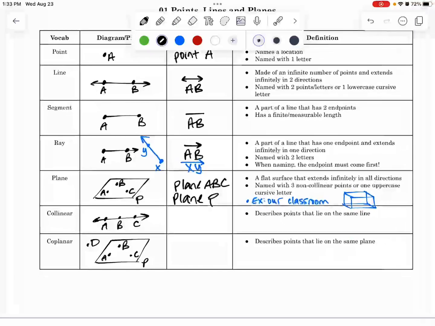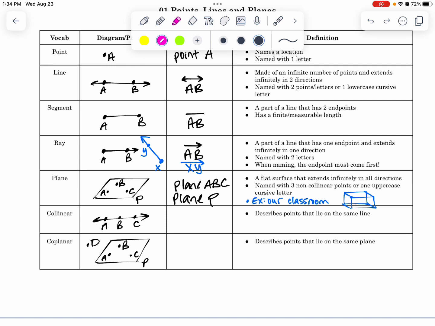I want you to think about our classroom. Our classroom has carpet, right down there. The carpet would be considered a plane of our classroom. Another thing, our classroom has a ceiling, right? The ceiling would be considered a plane. One of the walls, there's actually 4 walls. All of the walls could be considered different planes. And if you think about the corners of the classroom, those are going to be points. And if you think about the edges of the classroom, those are going to be our segments. Some of the edges continue through other classrooms, so you could think about those as lines.